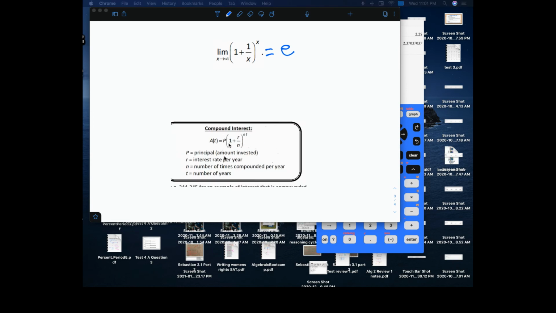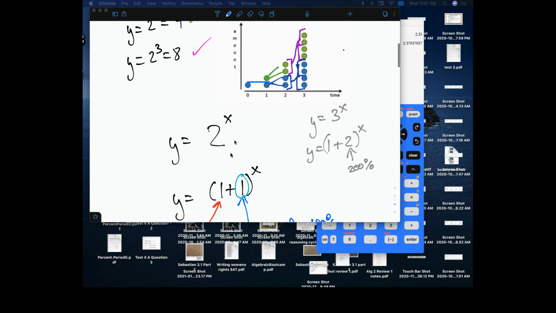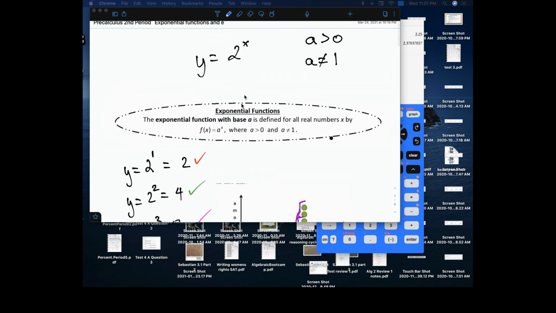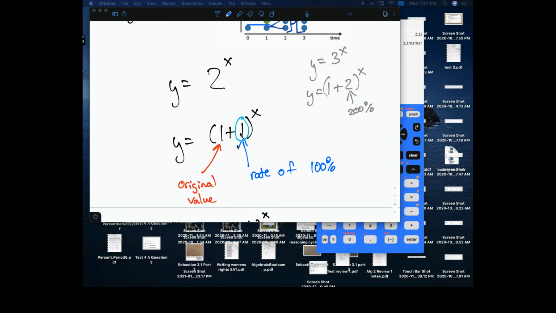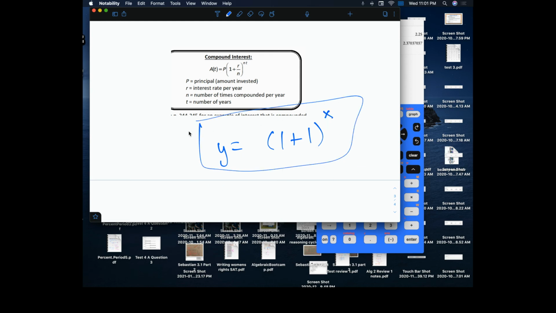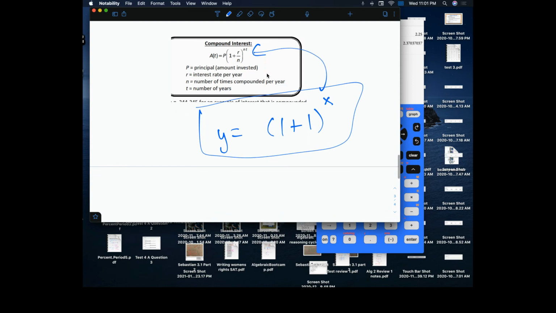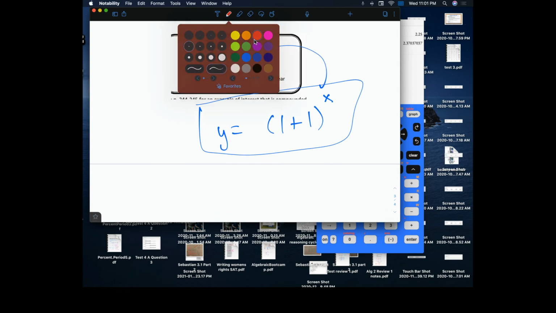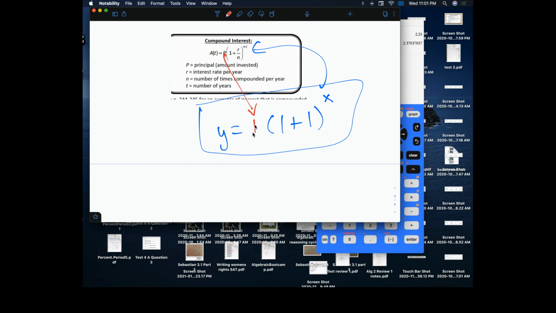And what I want you to see is that if I use the example here of y equals 2 to the x, when we broke it down to 1 plus 1, right? This one and this one, what is the relationship between this and this? Again, what I'm asking here is, if I give you y equals 1 plus 1 to the x, this right here is the representation of this formula, right? So what we're saying is P is the initial value, which is 1, right? What's the number in front of the parentheses is 1.